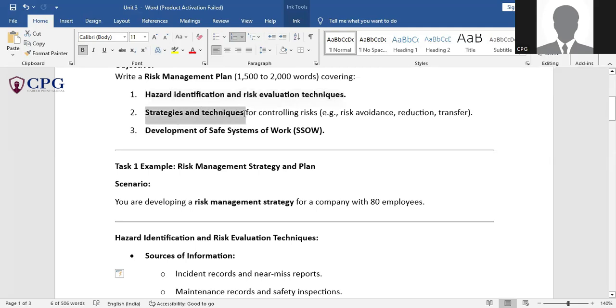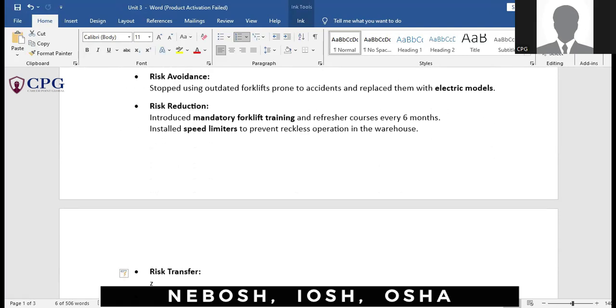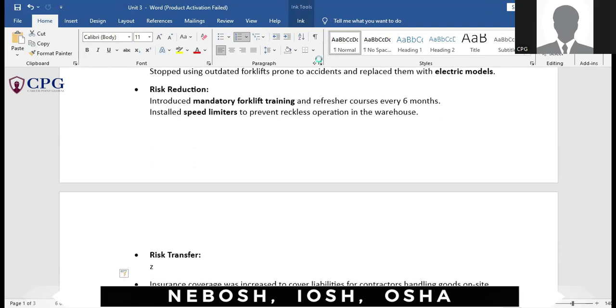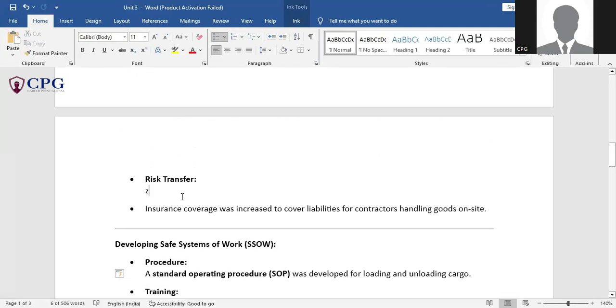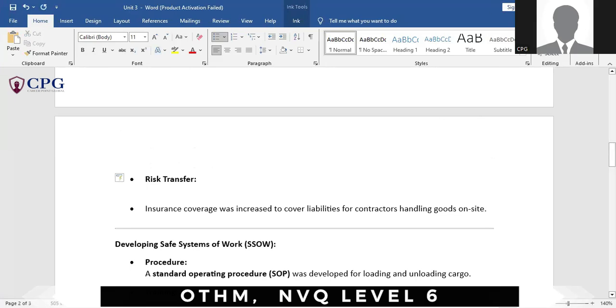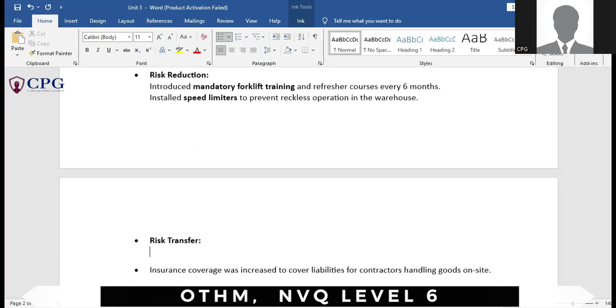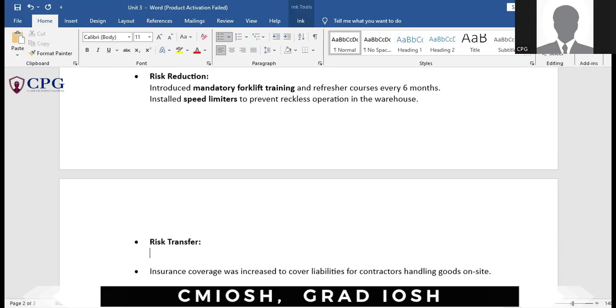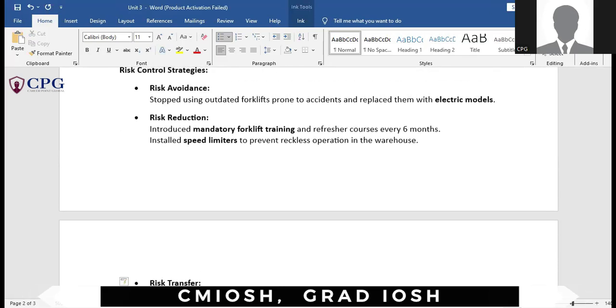Now, how about your strategies and techniques for controlling the risk? For controlling risk, what are all the risk avoidance strategies, risk reduction strategies, risk transfer strategies? What kind of methodology are you using? Are you avoiding the risk? Are you transferring the risk? Are you using administrative mechanisms, or are you using engineering controls?